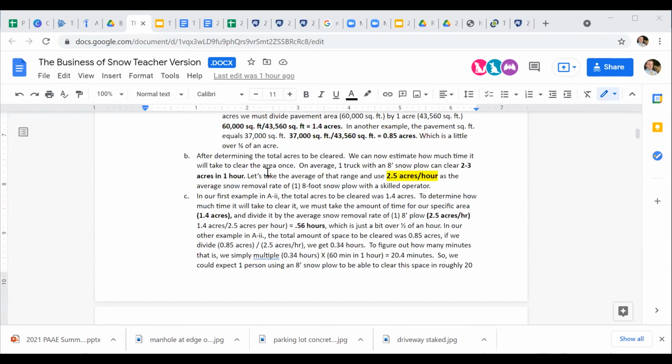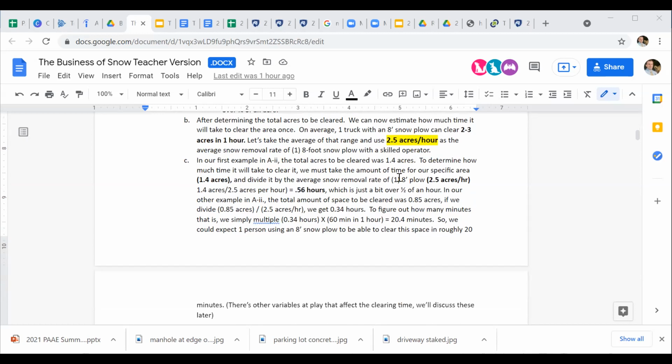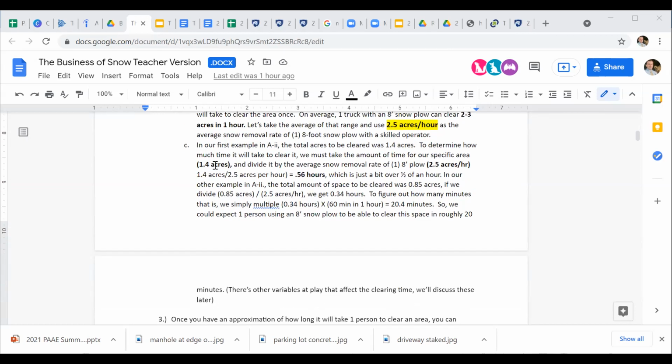After that, we can apply our removal rate, which I average 2.5 acres per hour. I've got an example down here using our 1.4 acre area at a rate of 2.5 acres per hour. That should theoretically be able to be cleared in just a little bit under a half, or a little bit over a half of an hour, right? About approximately 30 minutes, which is pretty spot on.